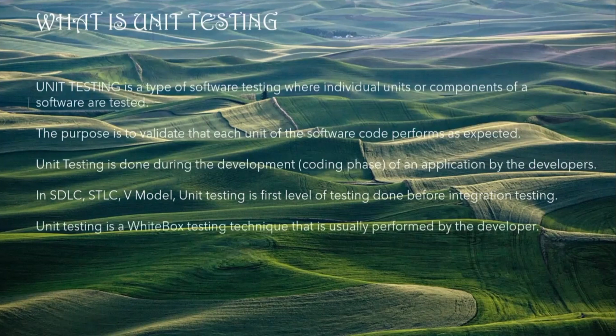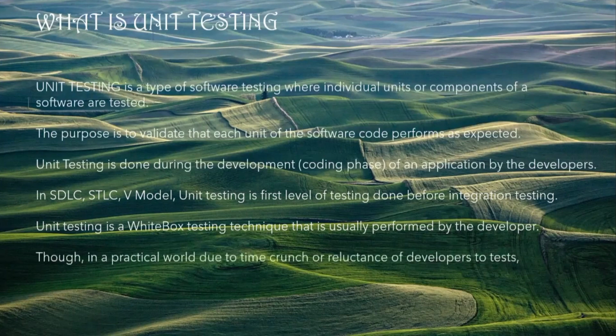Unit testing is white box testing performed by the developer, as I explained before. Though in practice, due to a time crunch or reluctance of developers to test, QA engineers also do the testing. There might also be extremely rare scenarios where the developer is unavailable or on leave. In that case, a QA engineer will perform unit testing. QA is nothing but quality analyst people, also called software testing people.